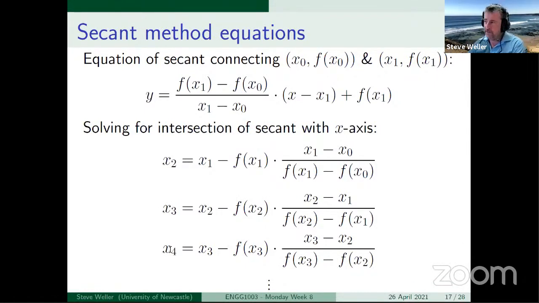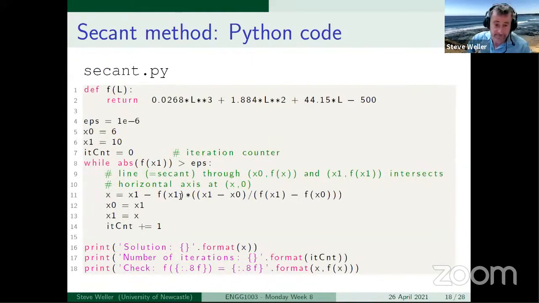They're the equations that are captured by the code in the secant method. And here's the code itself. You'll see it looks remarkably similar to the bisection code that we saw a few slides ago. Again, code posted in the lecture code channel and also on Blackboard. Lines 1 and 2, we define the function that we're trying to solve. Lines 4 through 7, we set up our initialization, the tolerance, our initial 2 guesses, in this case 6 and 10, and prepare to count iterations.